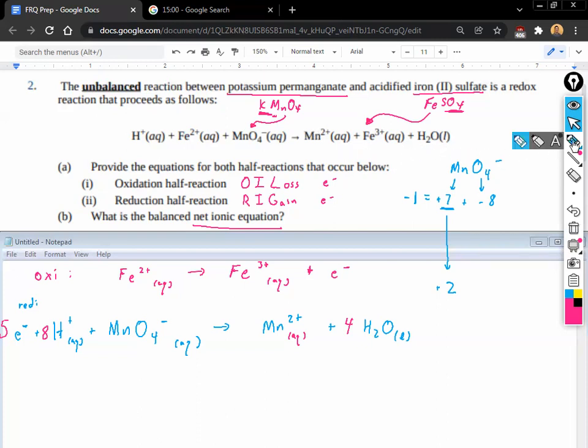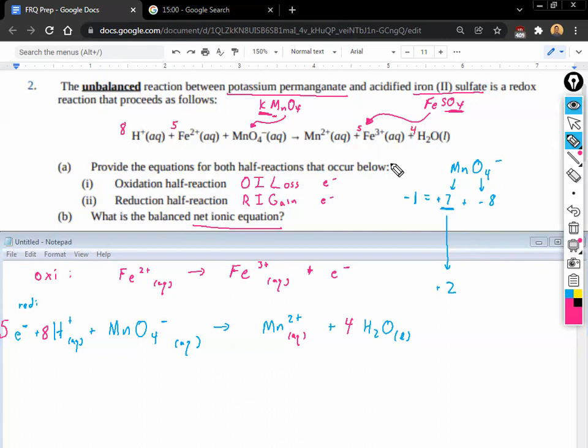All righty, guys. So I'll just balance this real quick for you. If you want to balance it, you're going to have 8 hydrogens, or H plus. You're going to have 5 Fe2+ ions. And then you're going to have a 5 in front of the Fe3+ ions. And you're going to have a 4 in front of the H2O. And that's how you would balance it out. And for the net ionic equation, you don't need to add the electrons. That's only for oxidation, reduction, half reactions.